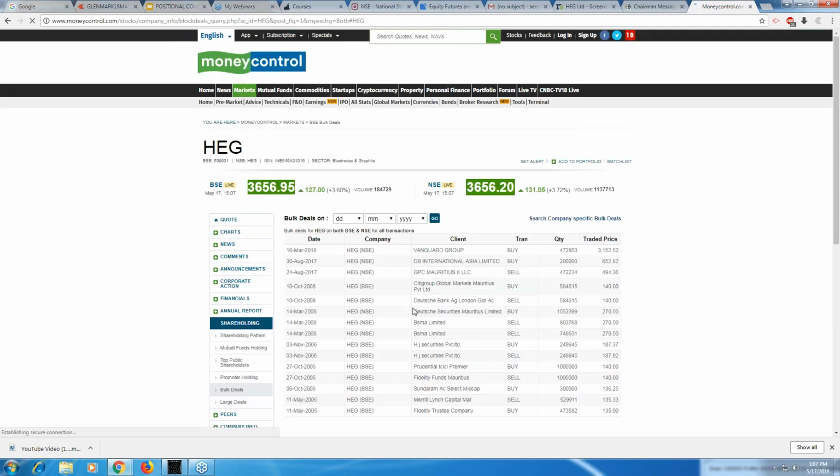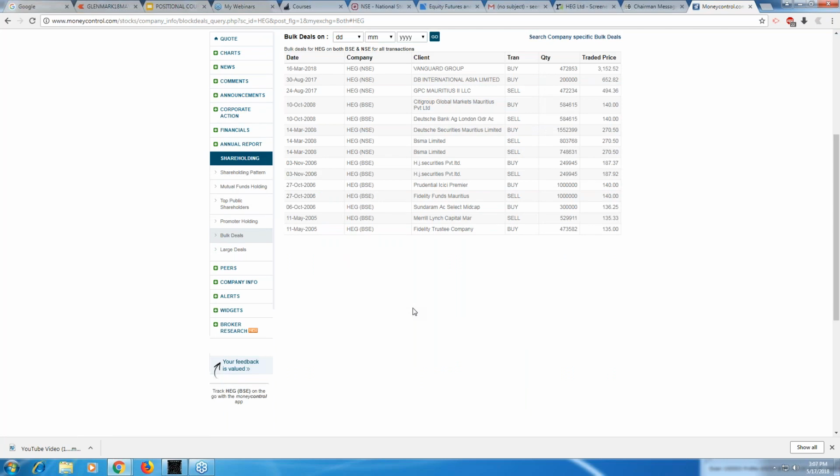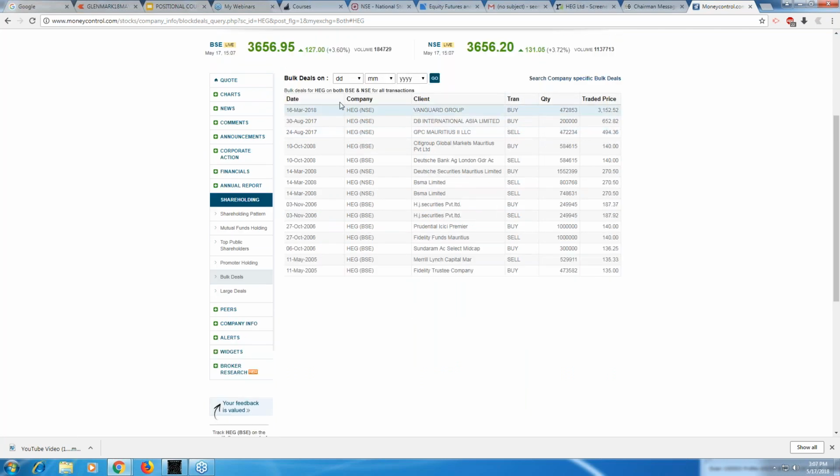So see, these are the block and the bulk deals that have happened in HEG. You can see here, Citigroup Global Markets Mauritius have bought in 2008. Then again Mauritius has bought in 2017. They've sold it. Then DB International Asia Limited have bought HEG. Vanguard Group have bought HEG.